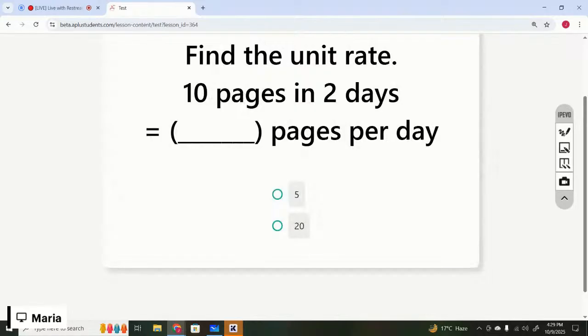10 pages in 2 days. So we need to calculate how many pages per day. So which is the correct option? 2 times what number is 10? Very good. So that is 5 pages per day.